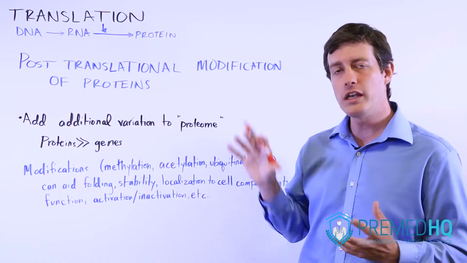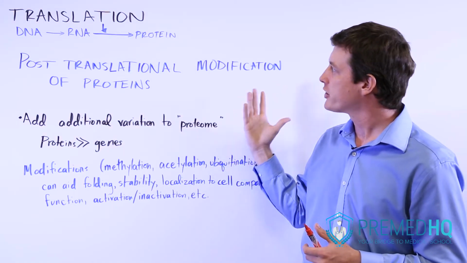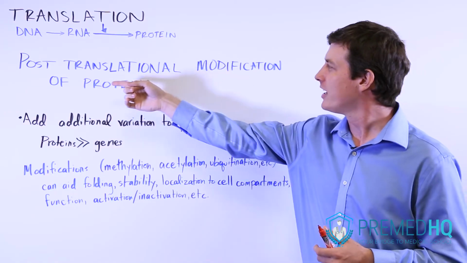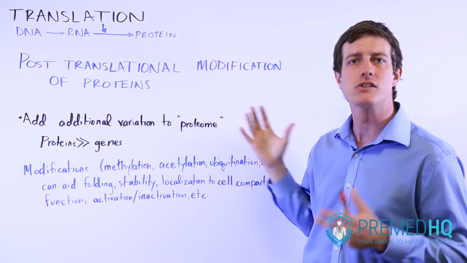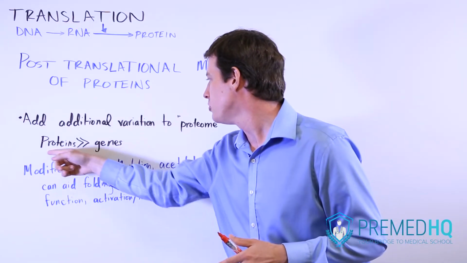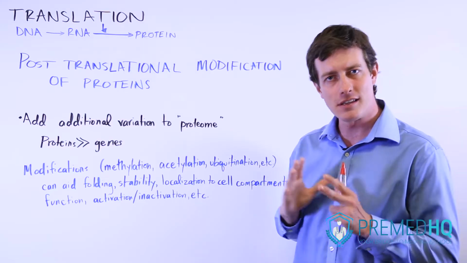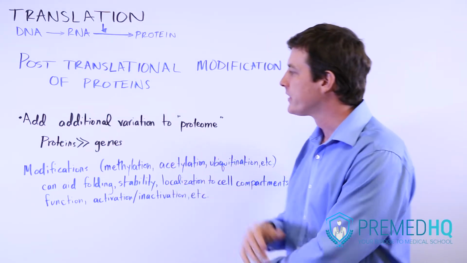But also, when you produce these proteins, there are ways to control their expression and function by providing additional modifications to these proteins. And thus, the number of proteins that the human body is capable of producing greatly outnumbers the number of genes that we have.